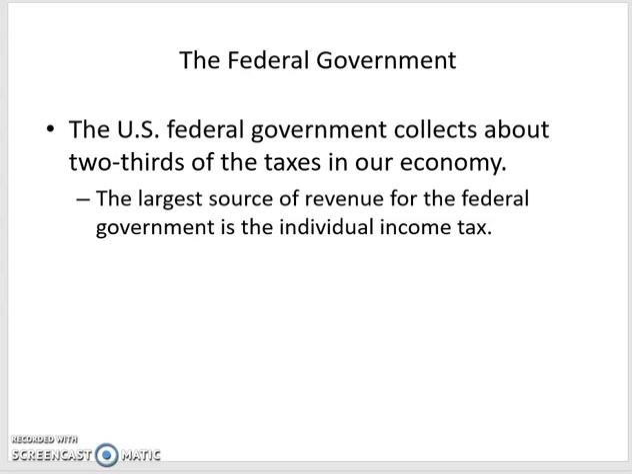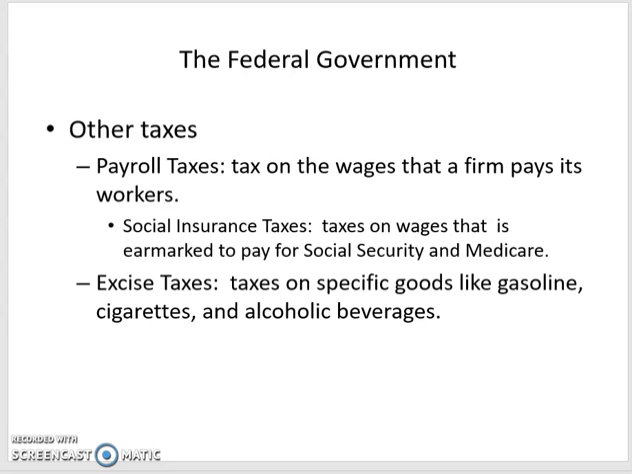The largest source of revenue for the federal government is the individual income tax. Another big source of revenue for the U.S. government is the payroll tax. That's the tax the government uses to pay for Social Security and Medicare. If you ever look at your check stub, you can see all this. You'll have a section for U.S. federal income taxes, and then another section that might be called payroll tax, Social Security tax, or FICA, F-I-C-A. Those are all taxes we use to pay for Medicare and Social Security.